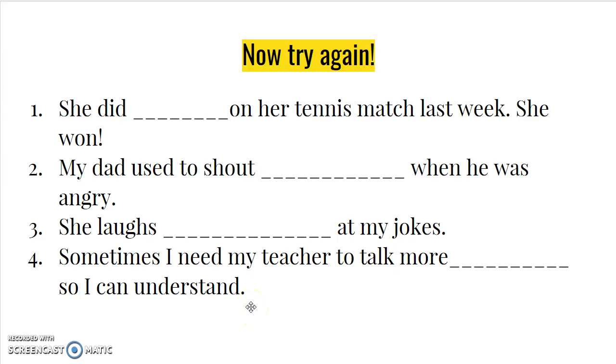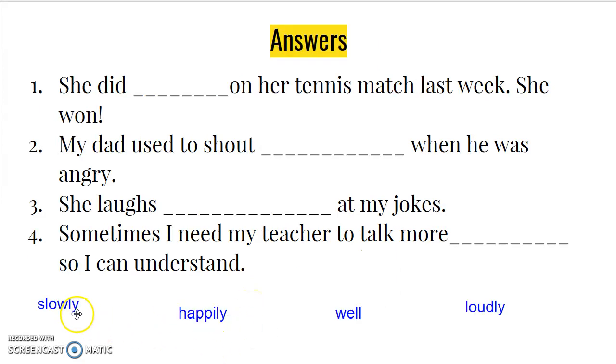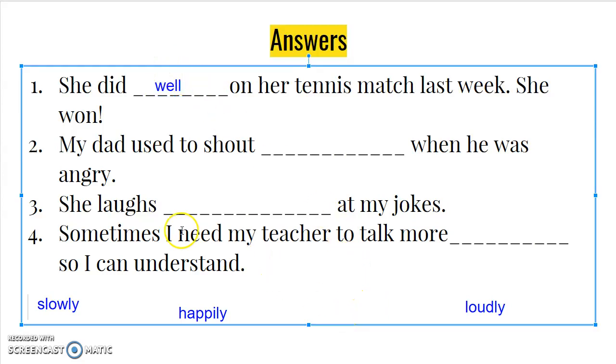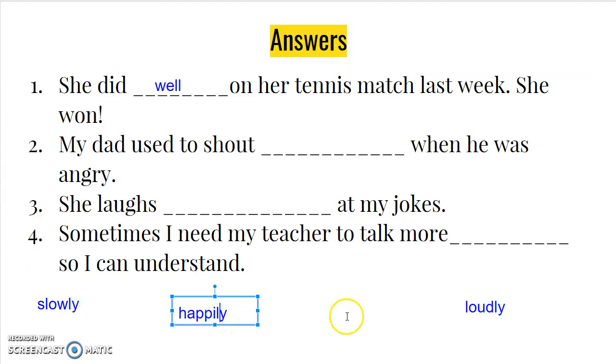Let's see some possible answers. I put some adverbs here at the bottom that we could use, and you might have something different, which is totally okay as long as it's an adverb. So let's think. She did blank on her tennis match last week. How did she do? I believe we are going to put our word well, and I'm sure you agree. She did well on the tennis match. If we look at my dad used to shout blank when he was angry, would he shout slowly? Would he shout happily? Or would he shout loudly? Yes, he would shout loudly.